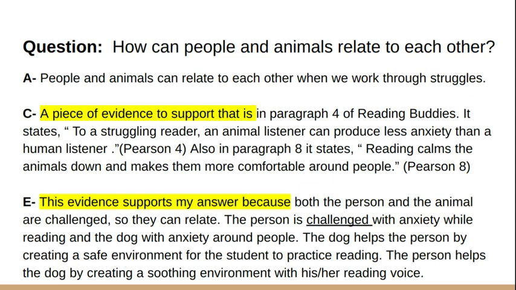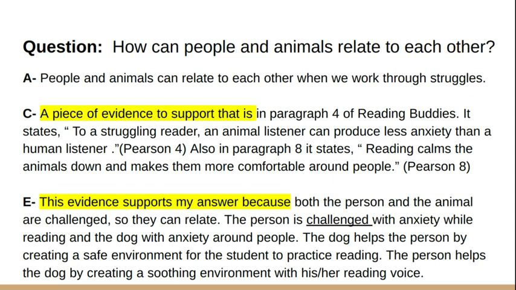Now it's time to E, explain. This evidence supports my answer because both the person and the animal are challenged, so they can relate. The person is challenged with anxiety while reading, and the dog with anxiety around people. The dog helps the person by creating a safe environment for the student to practice reading. The person helps the dog by creating a soothing environment with his or her reading voice.